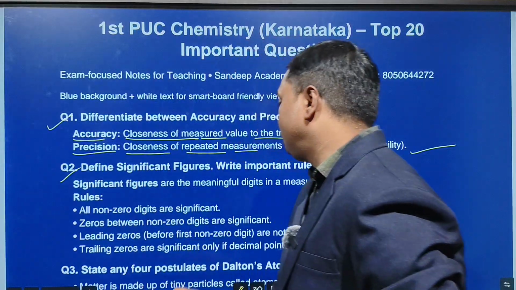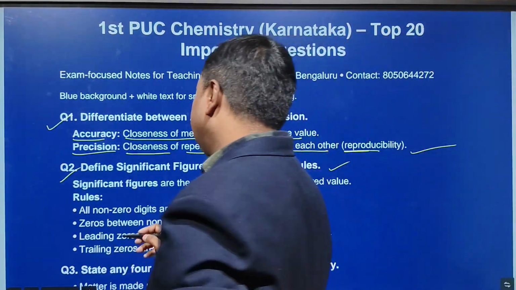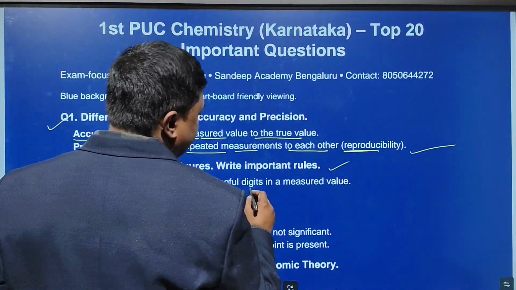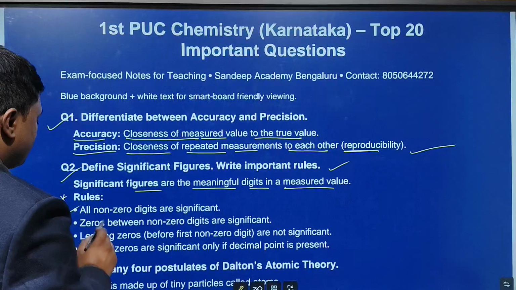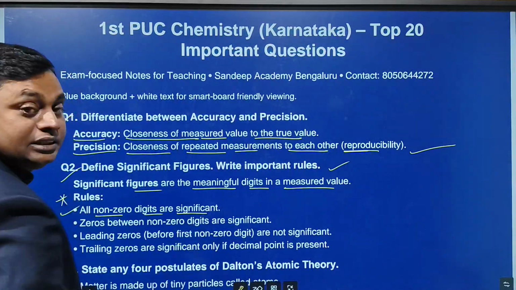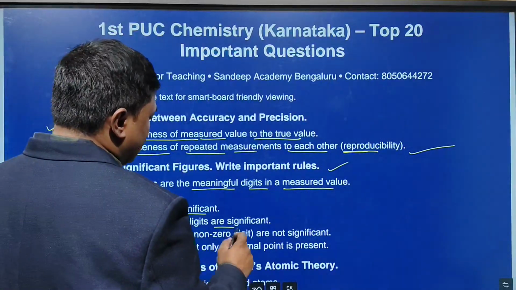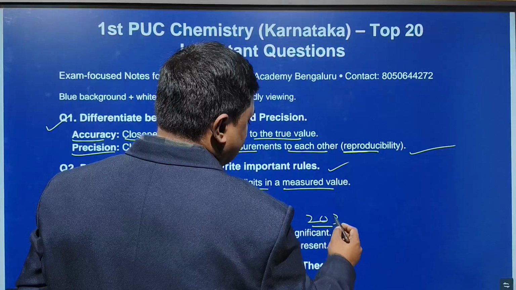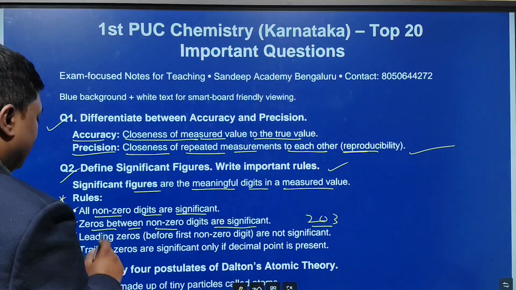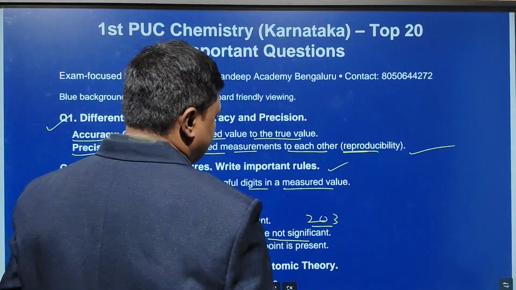Define significant figures. Write important rules. So significant figures are the meaningful digits in a measured value. There are a few rules. First one, all non-zero digits are significant. Second one, zeros between non-zero digits are significant. For example, 203. How many significant figures are there? 3. Yes or no?